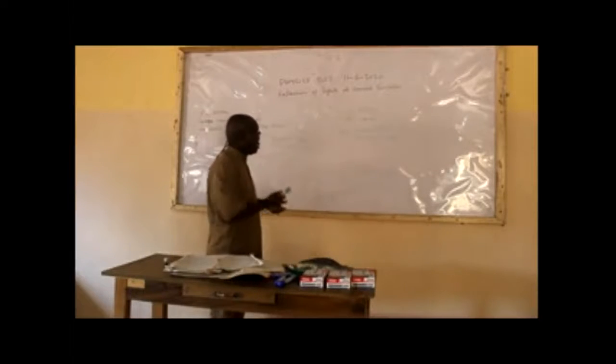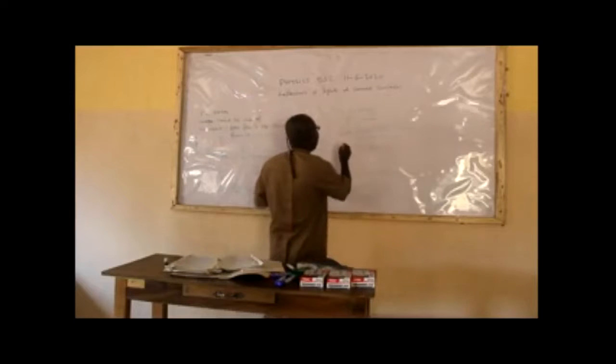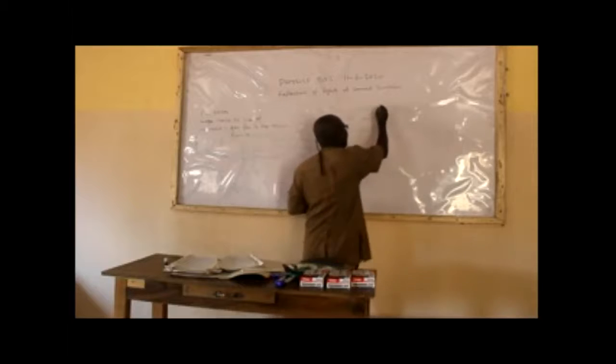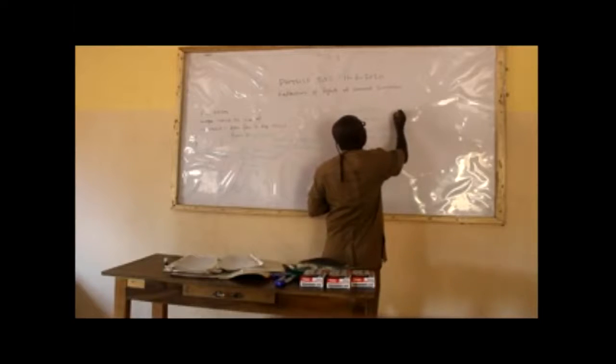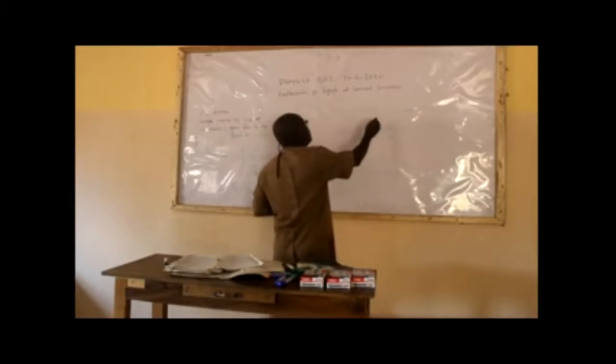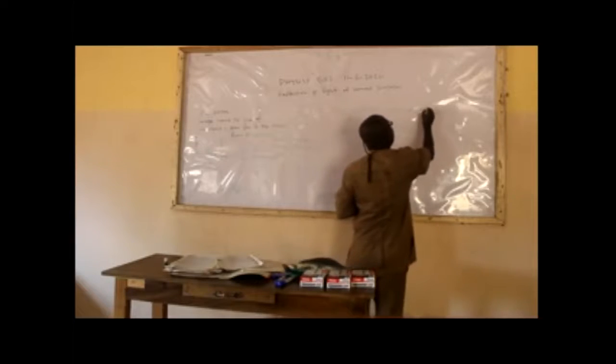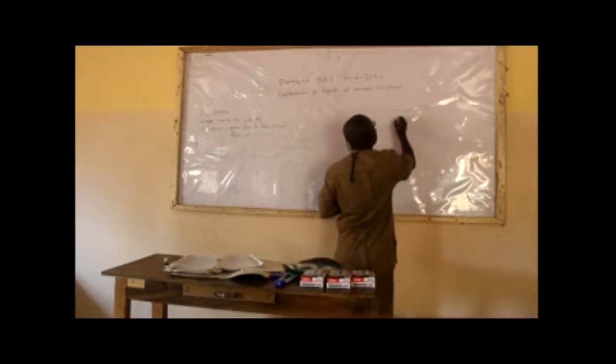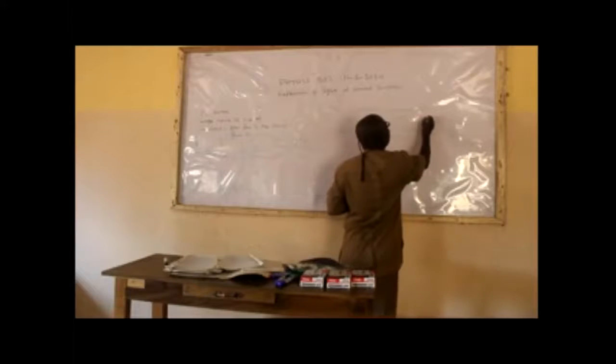Now let's look at the question. I go to my formula. Remember that we use a concave mirror here. When you use a concave mirror, f is plus. You have plus f. If you use a convex mirror, f is minus.